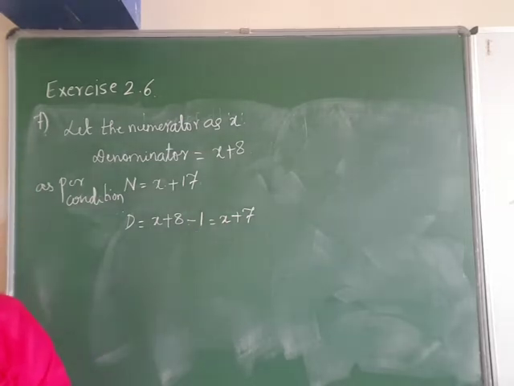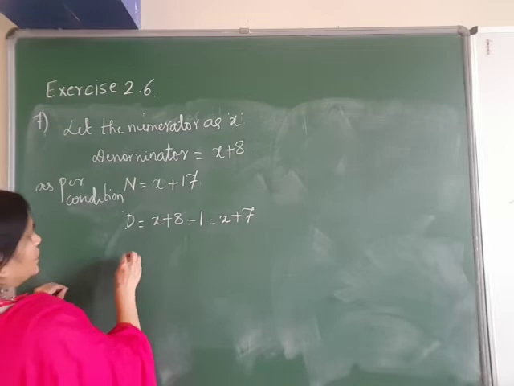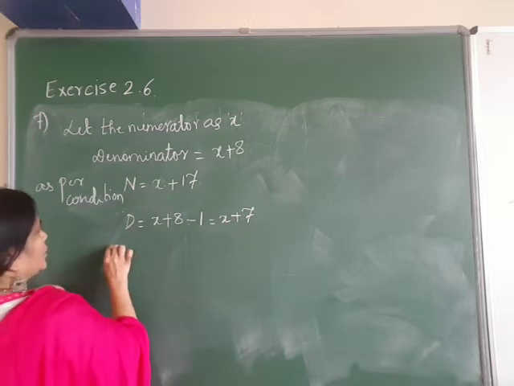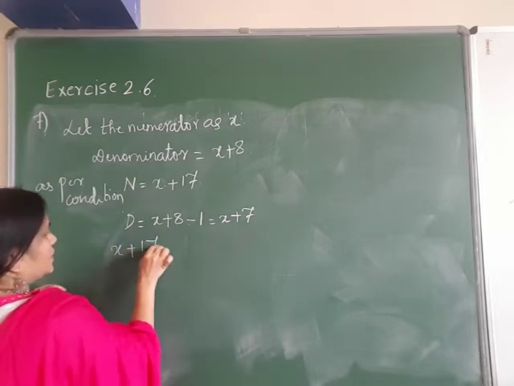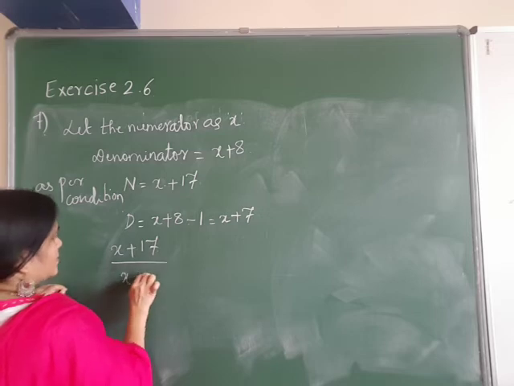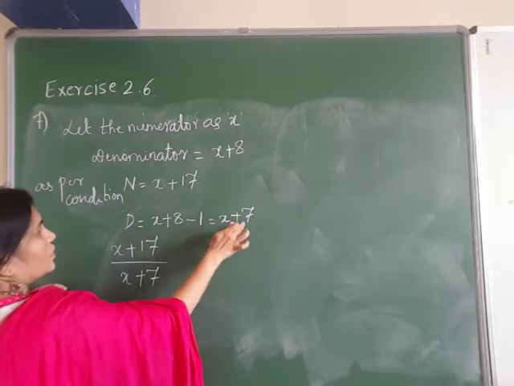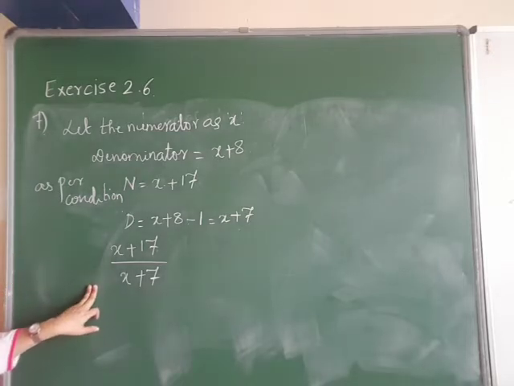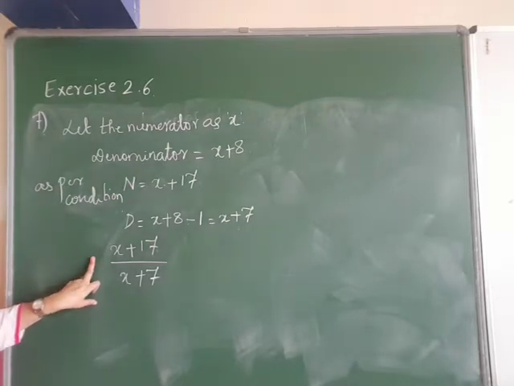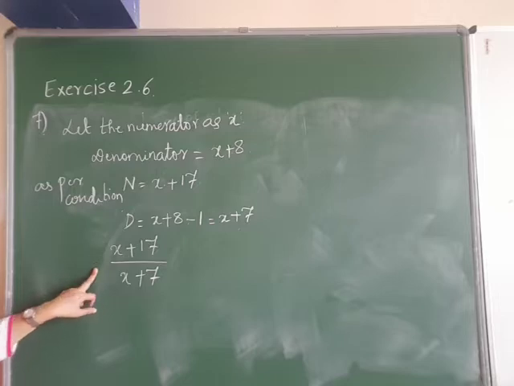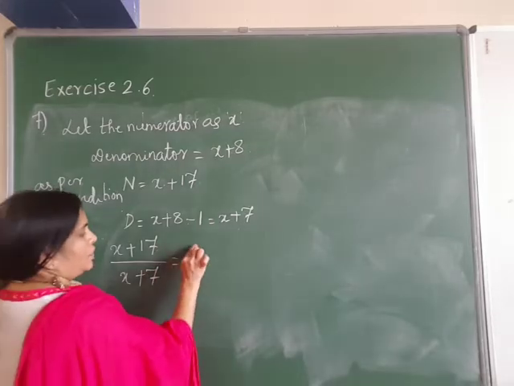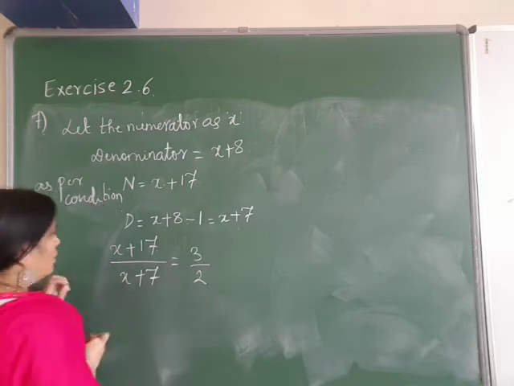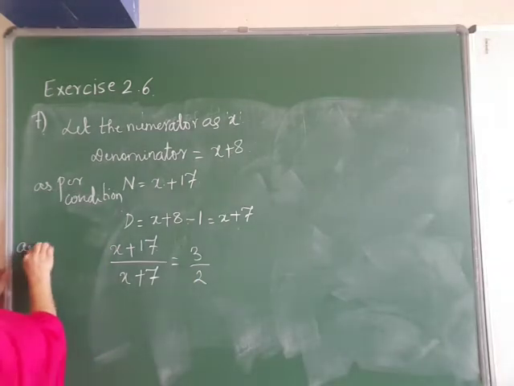Next, the number is equal to 3 by 2. So write the numerator and denominator. How will we write the numerator and denominator? x plus 17 divided by x plus 7. So we got the numerator and denominator. So write the rational number. The number obtained is 3 by 2 as per the given condition.